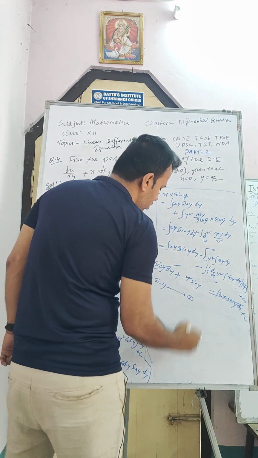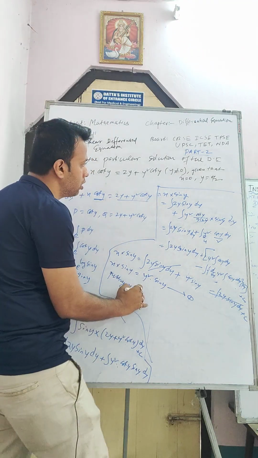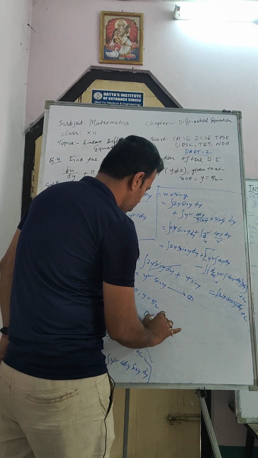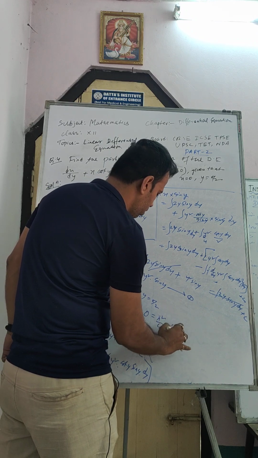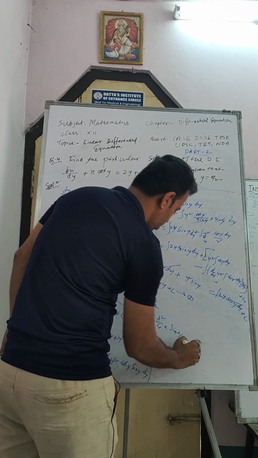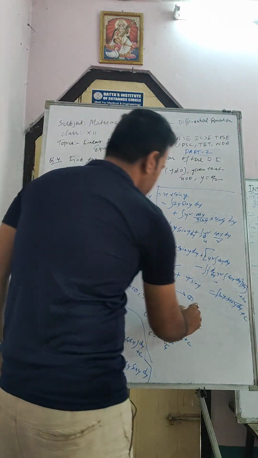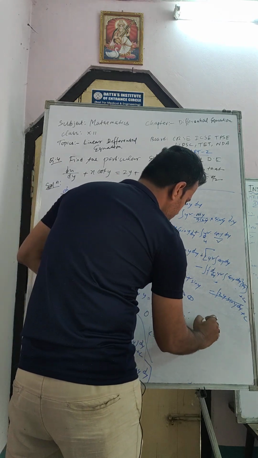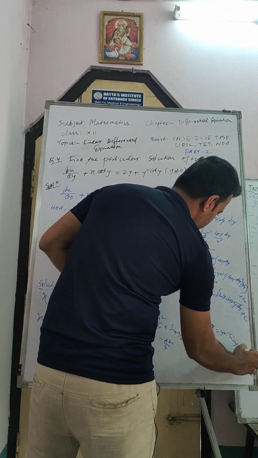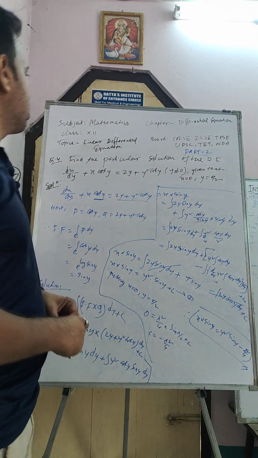Okay, now equation 1. Now I put the values x is 0, y is pi by 2. So it will be 0 equals pi by 2 square, that is pi square by 4, into sin pi by 2, plus c. Sin pi by 2 is 1. So c will be minus pi square by 4. So now what will be the answer? x sin y equals y square sin y minus pi square by 4. So this will be the actual particular solution of the differential equation.